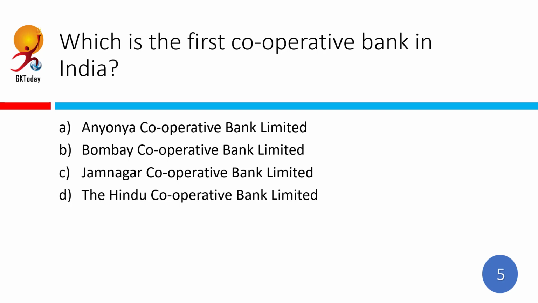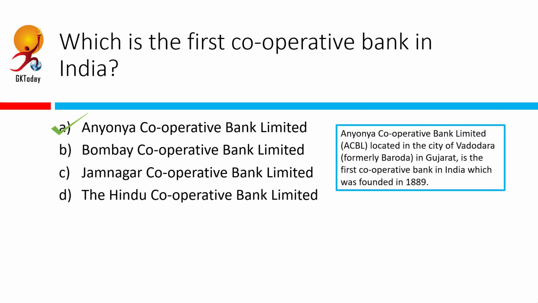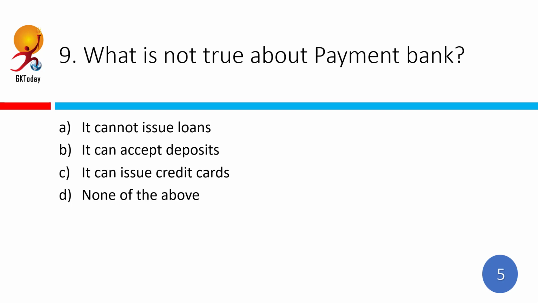Which is the first cooperative bank in India? We have just discussed this. The first cooperative bank was Anyonya Cooperative Bank, which is located in the city of Vadodara in Gujarat, and it was founded in 1889.